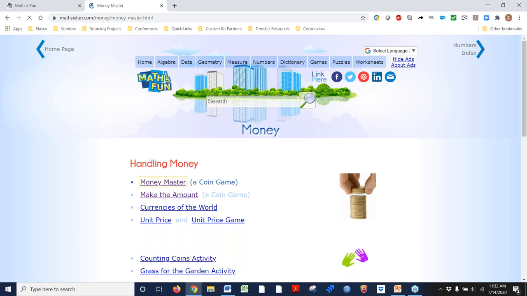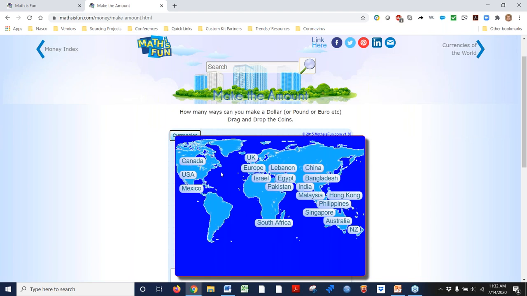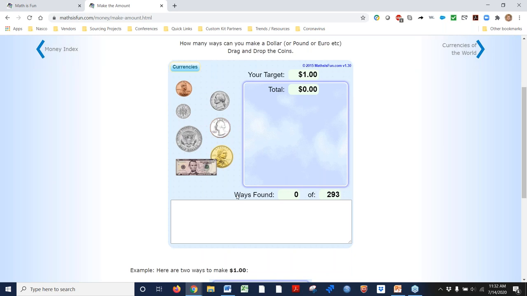it's this one that I'm looking for. Okay, so this is a fun way to also think of different ways of using money. So our target amount is $1. How many different ways can we find and make that $1? Now there are 293 ways to make $1 with the coins and the currency that we have over here. So if we looked at this, that's too much, right? So if we put this on there, yep, there's one way. Let's think of another way.